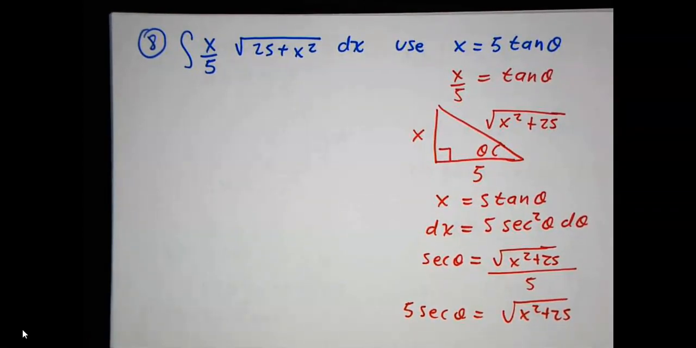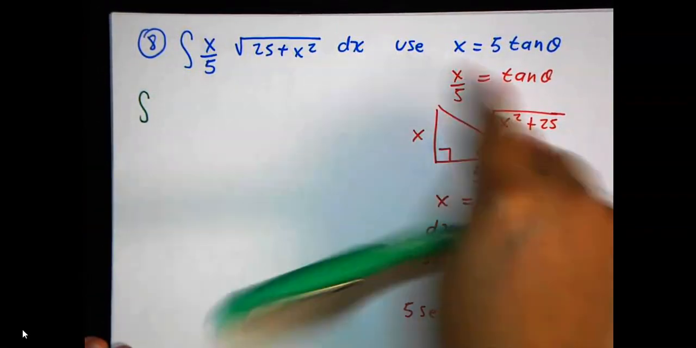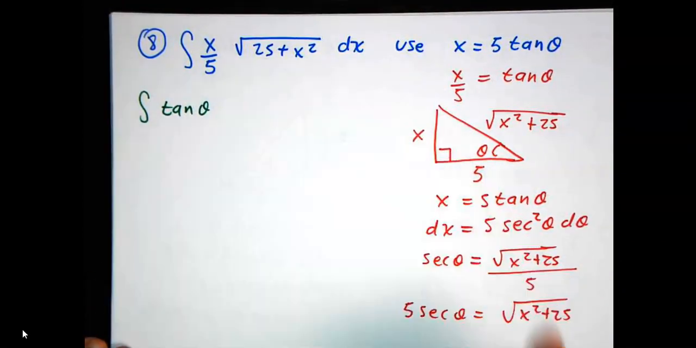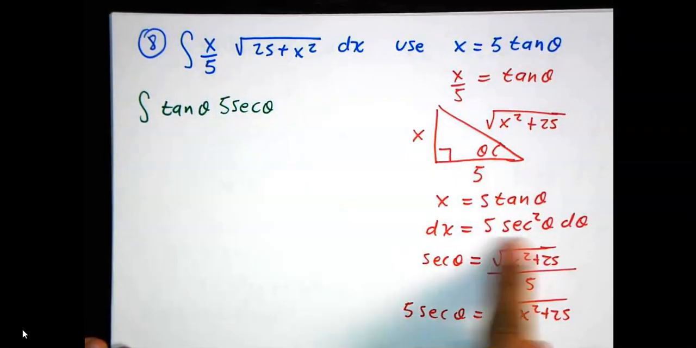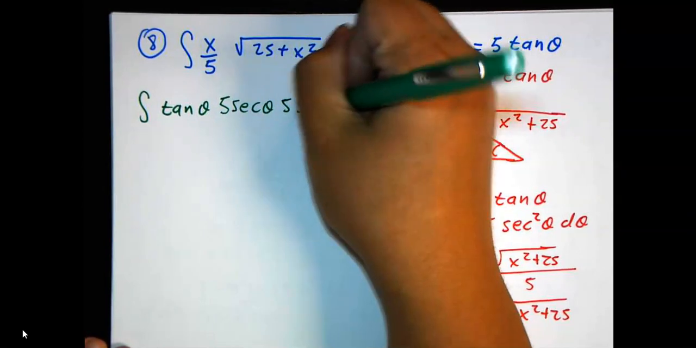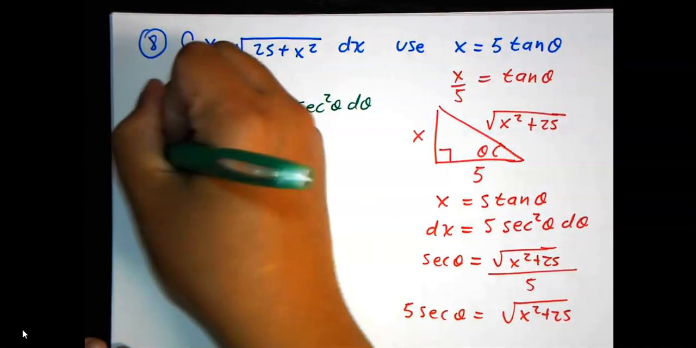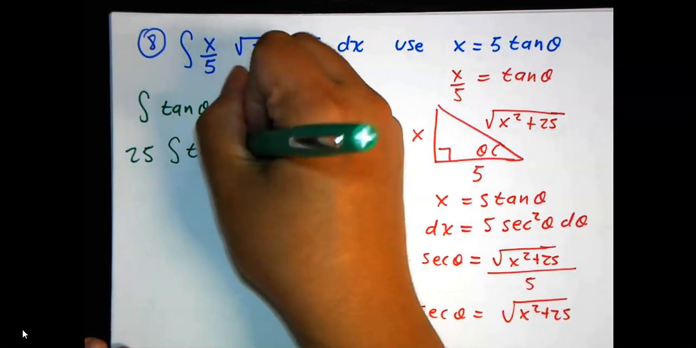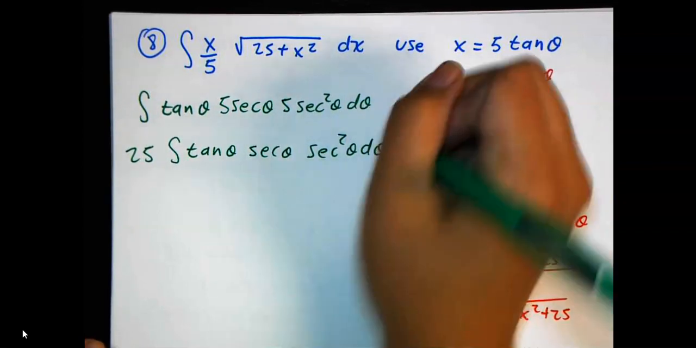Okay, so now let's substitute it into my formula to do the integral. So I got the integral. Remember, x over 5 is tangent. This one right here is 5 secant. dx is 5 secant squared theta d theta. 5 times 5 is 25. I'm going to factor that out, and leave everything else: tangent, secant, and secant squared of theta.